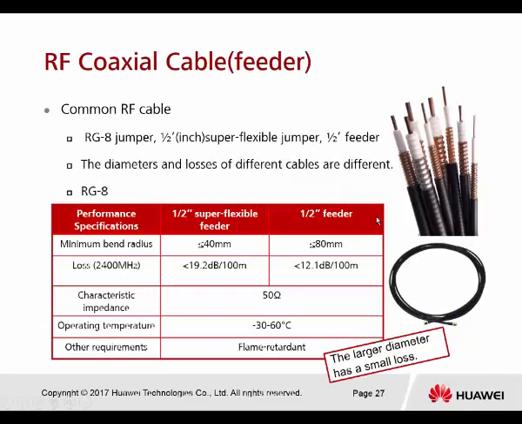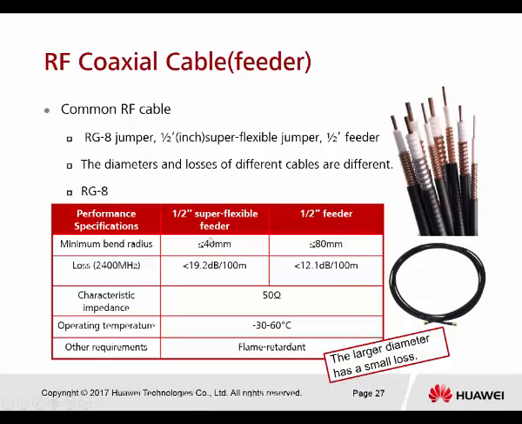Then the next one, the RF coaxial cable, or we can call it a feeder cable. From the table here, we notice they have one half super flexible feeder and a half feeder. So what's the difference here? This is giving the example. The half super flexible feeder, the radius is 40 mm, and the half one is 80 mm. So this is the thin versus thick half feeder.